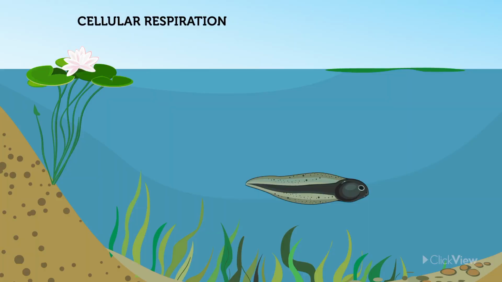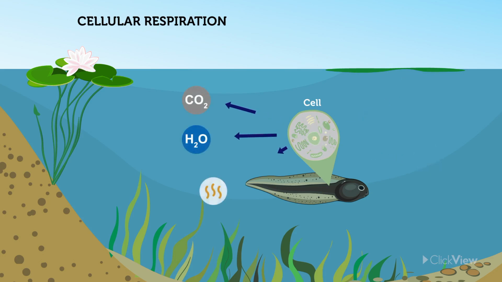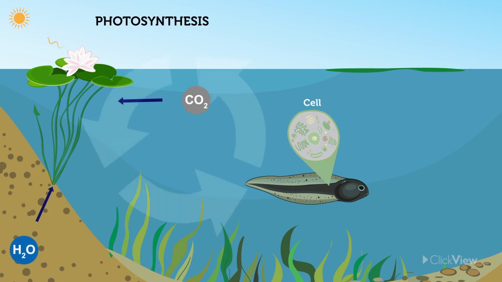During a different process called cellular respiration, the cells in their bodies combine this oxygen obtained through breathing with organic compounds derived from the plant material they consume. This releases energy to the tadpoles. Carbon dioxide, water, and heat are byproducts of this cellular respiration. The underwater plants make use of this released carbon dioxide to photosynthesize, and so the cycle continues.